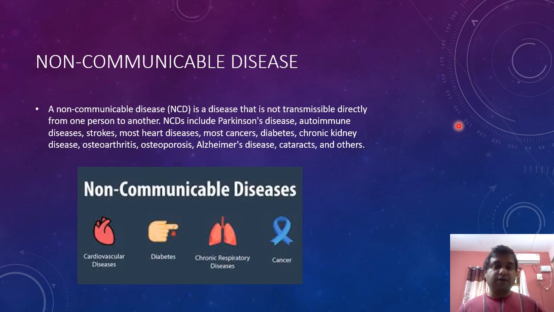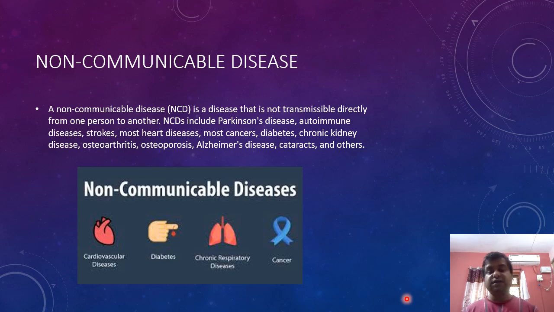Coming to the non-communicable disease before we wind up this chapter. A non-communicable disease is a disease that is not transmissible directly from one person to another. And some examples that are given over here are common examples that you may have experienced or at least known about in your daily life, like cardiovascular problems, dealing with heart problems. If one person has got heart problems, the other person will not get it. Okay, it's not transmissible in any way.